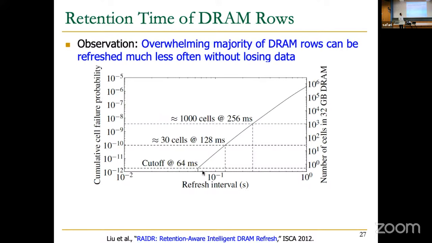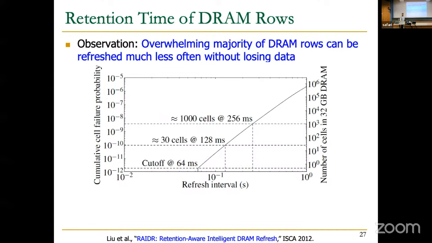The y-axis is the cumulative cell failure probability. So probability is zero before 64 milliseconds. And then starting from 64 milliseconds, you already see some errors. This probability increases as you relax the refresh rate or refresh interval, right? So if you refresh every cell at 128 milliseconds, you observe around 30 cells failing. At 256 milliseconds, you observe around 1,000 cells failing. And it increases like this. So this is quite a typical distribution or behavior of retention time.